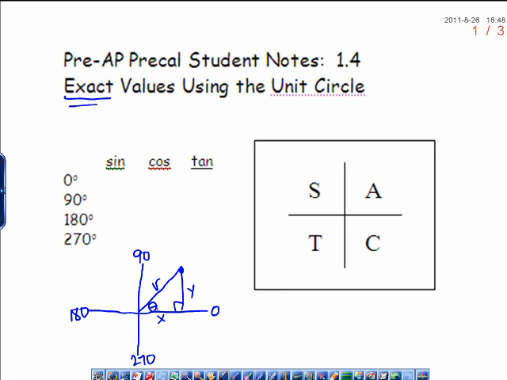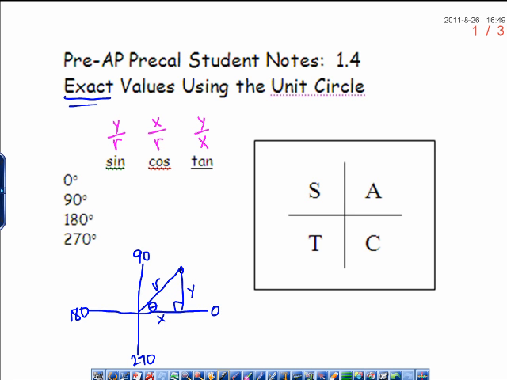Remember that sine is y over r. We saw this in another lesson. Cosine here would be x over r, or you could think of just using SOHCAHTOA. And tangent would be y over x.